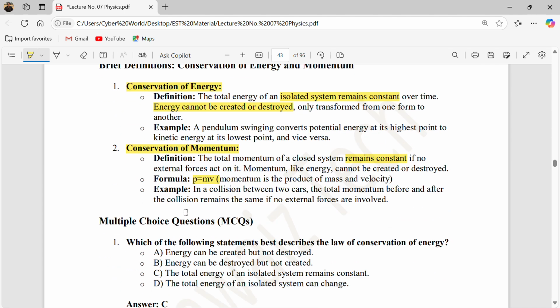An example of momentum is this: in a collision between two cars, let's suppose two cars are coming in opposite directions and they hit each other, the total momentum before and after the collision remains the same. So if car 1 has a velocity of 20 meters per second and car 2 has a velocity of 20 meters per second and they collide with each other, they collide with a momentum of 40 meters per second, which is the sum of 20 plus 20, if no external force is supplied. So their momentum remains constant.